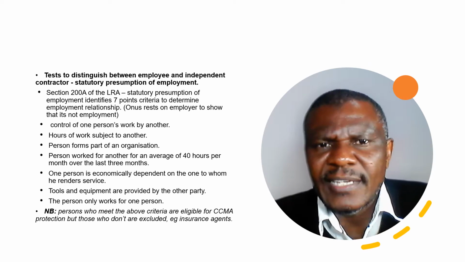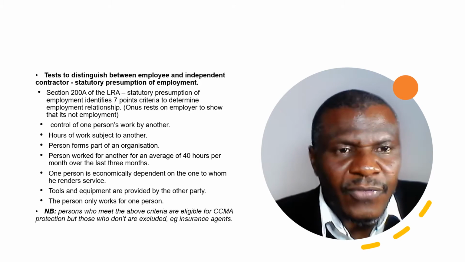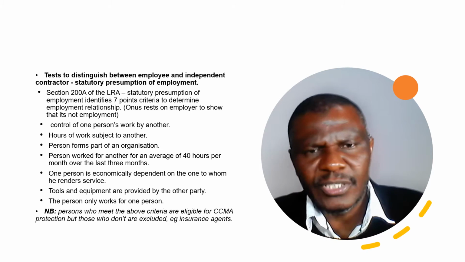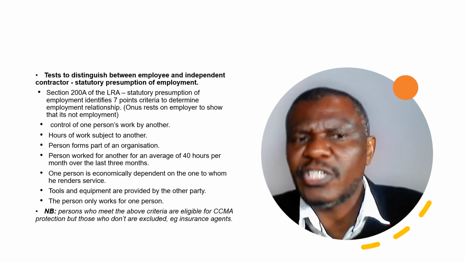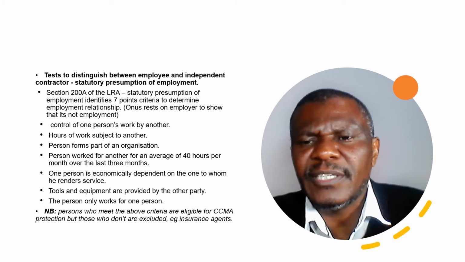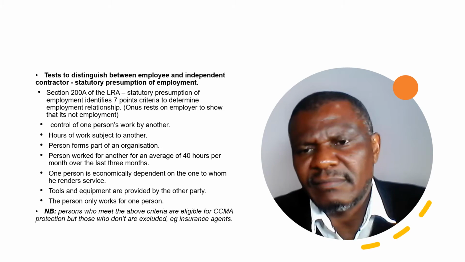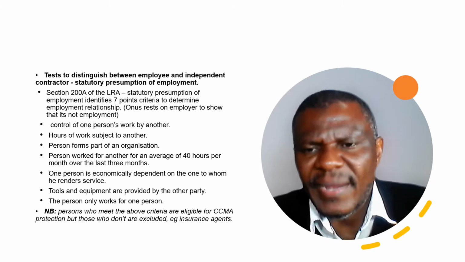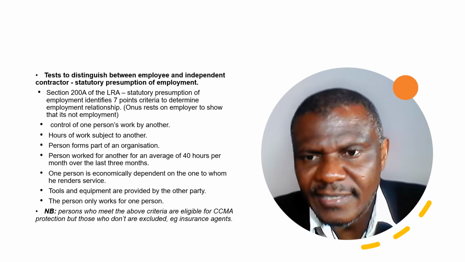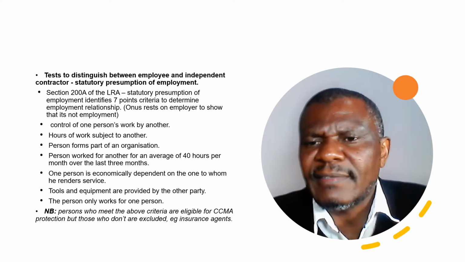Of course, the onus rests on the employer to show that there is no employment. In other words, if these 7 facts exist, then there is a presumption that an employment relationship has been established, and it is up to the presumed employer to dispel that presumption, to rebut it. So the burden rests on the employer to prove that there is no employment. So what are the 7 criteria?